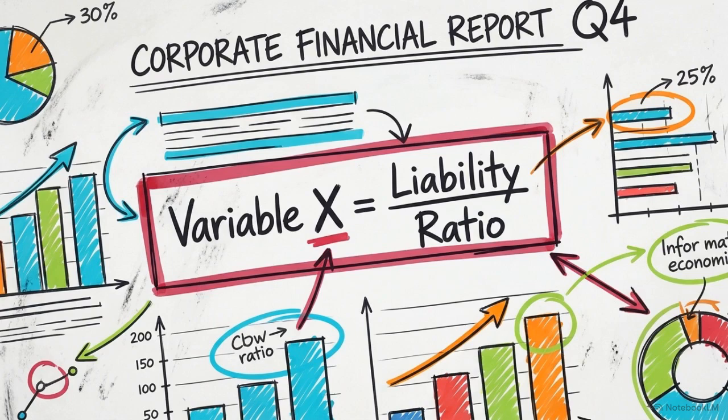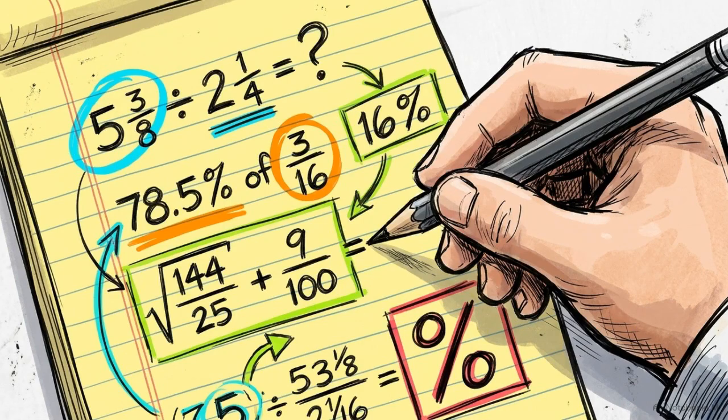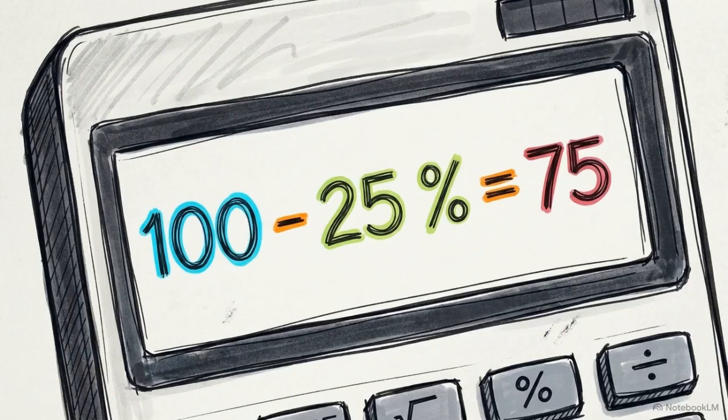We define control retained, or variable X, using that exact same ratio. You divide the lease liability by the fair value and multiply by 100. This is the fraction of the asset you never truly gave up. Control transferred is simply the inverse of that number. It is 100 minus X.